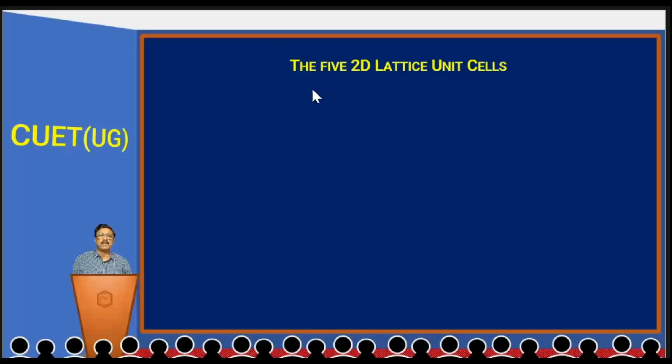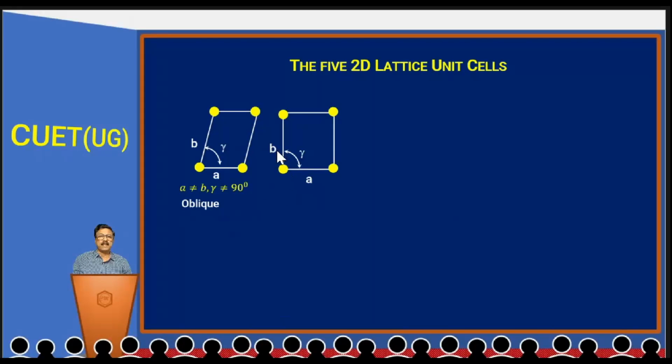These are the 5 2D lattice unit cells. So this distance A, B, angle gamma. Here A is not equal to B, gamma not equal to 90 degrees. This unit cell is called oblique. This is A not equal to B but gamma 90 degrees. And this is called a rectangular.